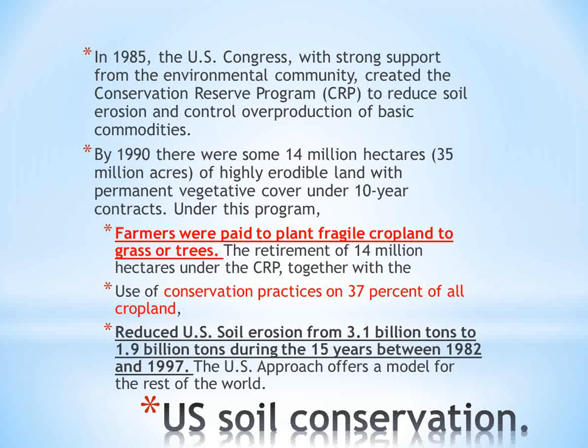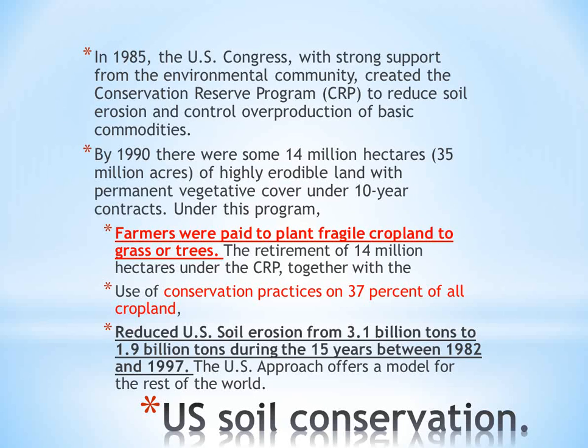U.S. soil conservation. In 1985, the U.S. Congress, with strong support from the environmental community, created the Conservation Reserve Program, CRP, to reduce soil erosion and control overproduction of basic commodities. By 1990 there were some 14 million hectares, 35 million acres, of highly erodible land with permanent vegetative cover under 10-year contracts. Under this program, farmers were paid to plant fragile cropland to grass or trees.